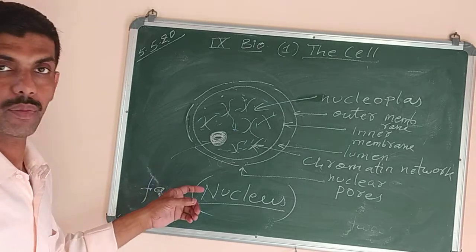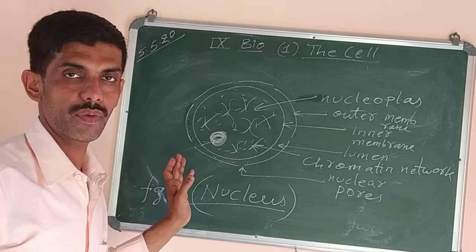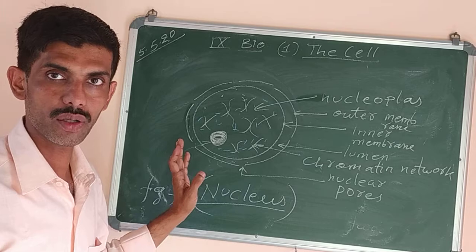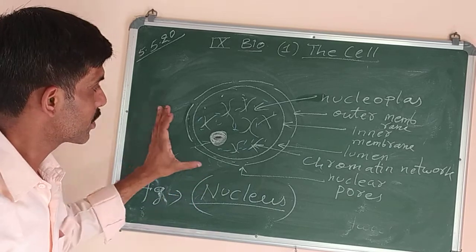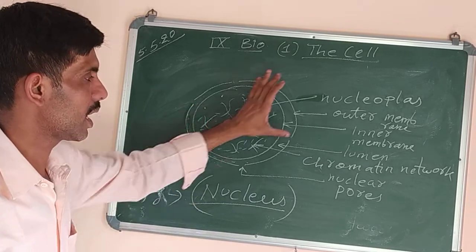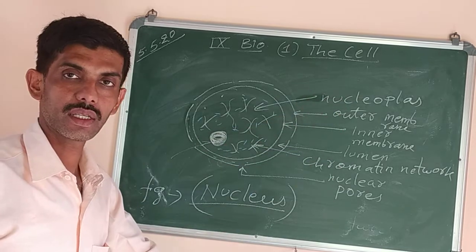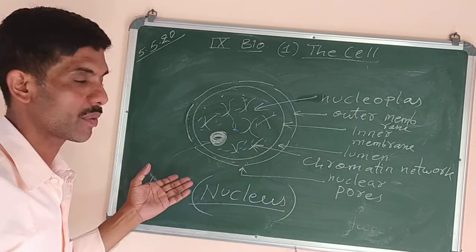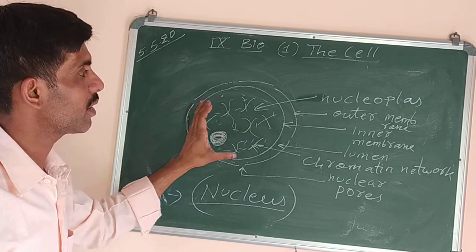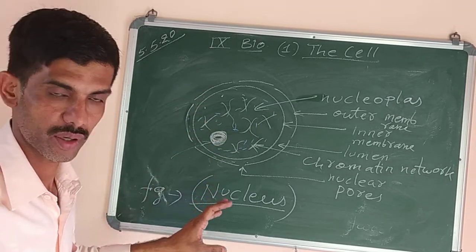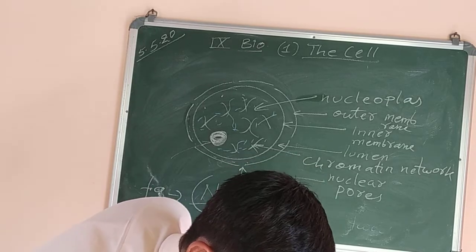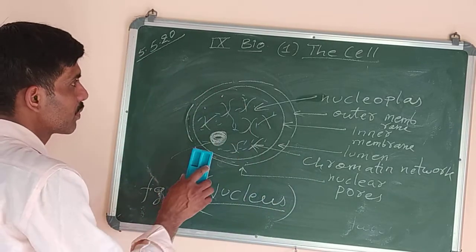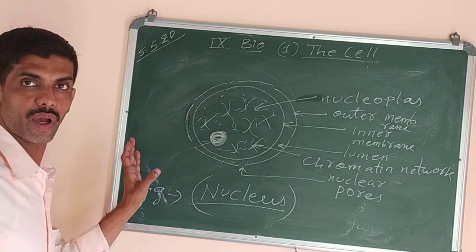So what does this figure represent? It represents the structure of the nucleus. This one will be given as homework also. You can do it in your copy. You have to draw this nucleus and label all the parts. And when the next question is given, like explain the structure of the nucleus, you have to explain all four parts which I mentioned. Now next one is the chromatin network. This one I hope you have understood already.